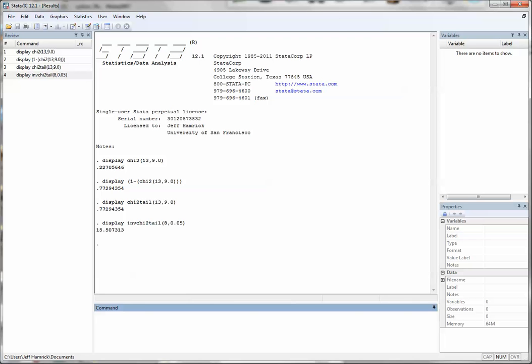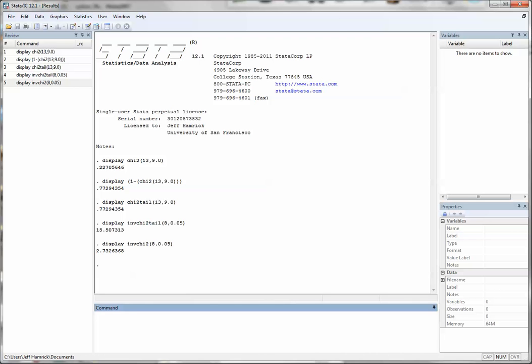If I would like to ask the same type of question for a chi-squared distribution but focusing on the left tail of that distribution, I would use an expression like this. I would say display inverse chi2, and let's say 8 degrees of freedom, and now I want to leave 5% in the left tail. When I use this function, I get 2.73, meaning to the left of 2.73, that is from 0 up to 2.73, we have 5% of the probability mass underneath a chi-squared distribution with 8 degrees of freedom.